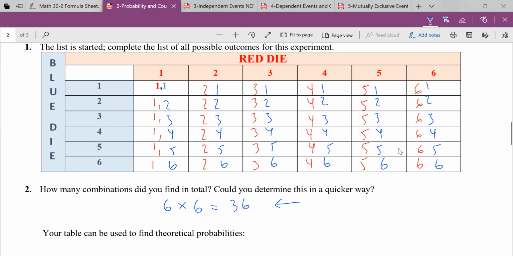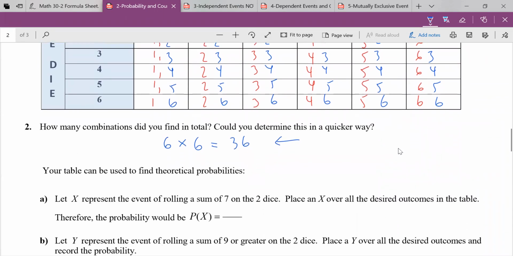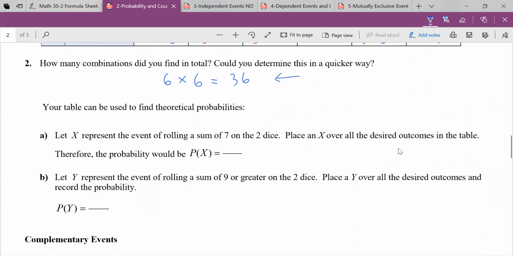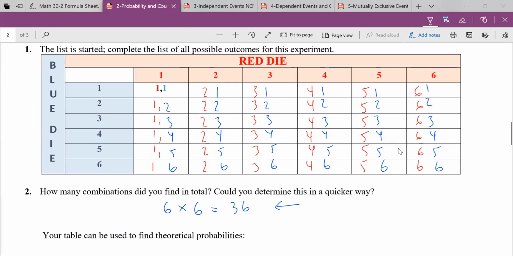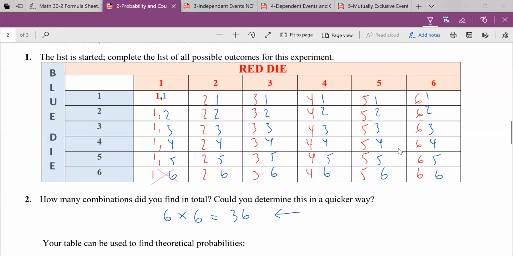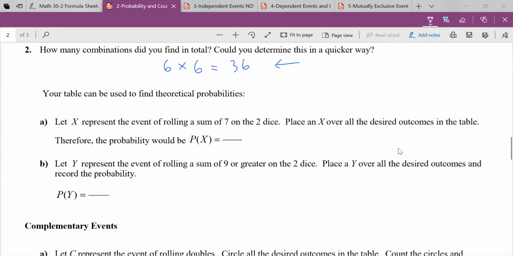Now we're going to talk about theoretical probabilities. Again, theory means what should happen, which we know is different from what does happen, which is known as your experimental. Part A says, let X represent the event of rolling a sum of 7. Let's place an X over all of those outcomes. A sum of 7: 7, 7, 7, 7, 7, 7. So there are 6 ways to do that, and the probability of getting a sum of 7 would be 6 over 36.